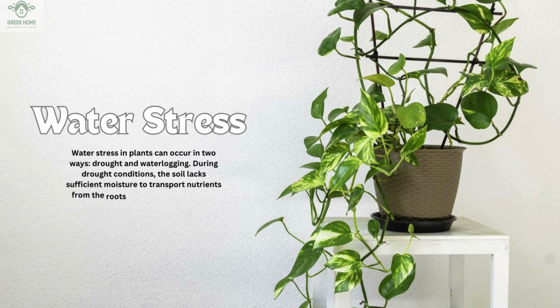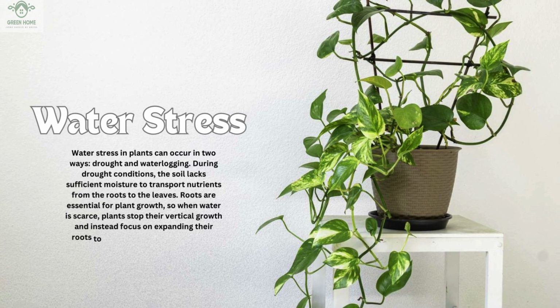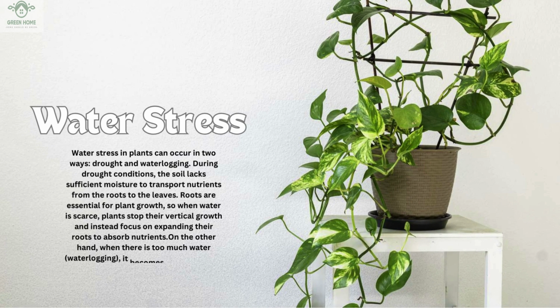Water stress. Water stress in plants can occur in two ways: drought and waterlogging. During drought conditions, the soil lacks sufficient moisture to transport nutrients from the roots to the leaves. Roots are essential for plant growth, so when water is scarce, plants stop their vertical growth and instead focus on expanding their roots to absorb nutrients. On the other hand, when there is too much waterlogging, it becomes difficult for the plant to absorb oxygen. In both cases, the plant experiences stress.